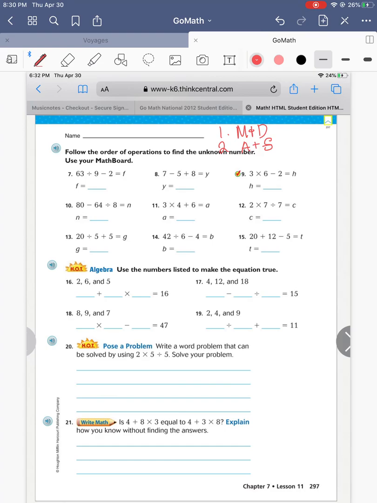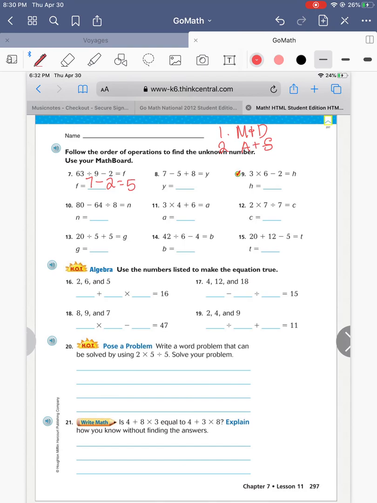So look through, multiply or divide. Here's my division problem, 63 divided by 9, which is 7. And then I'm going to bring the rest of it down, minus 2. So 7 minus 2 is 5.